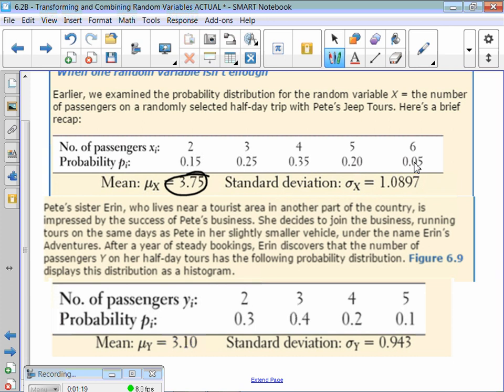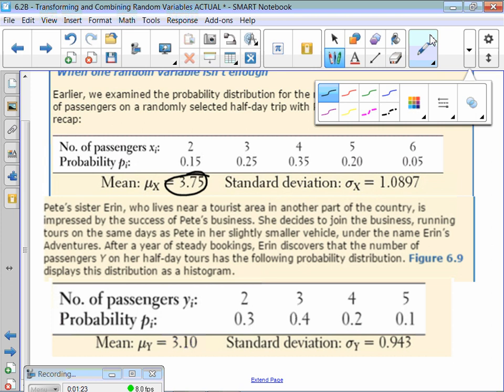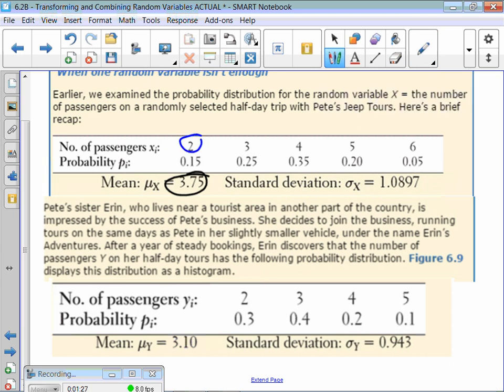And then for the standard deviation, do you guys remember the formula? You take the number minus the mean squared times probability, plus the number minus the mean squared times its probability, plus the next number minus the mean squared times its probability, and then you do what at the very end? You square root the whole entire thing. All right. Good review right there.